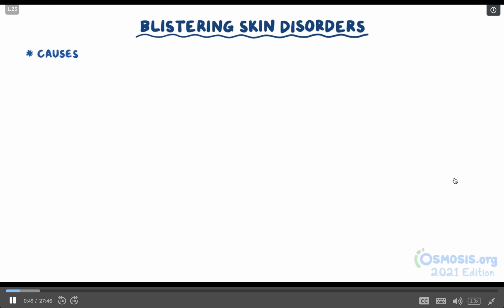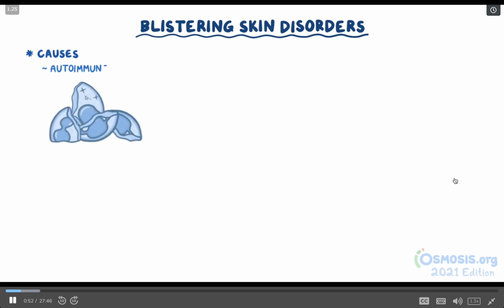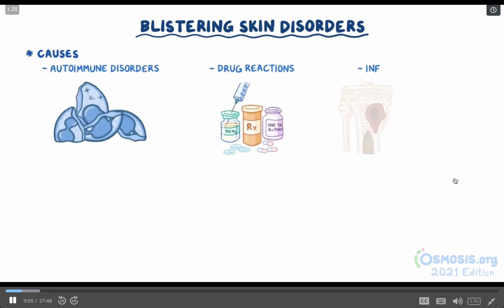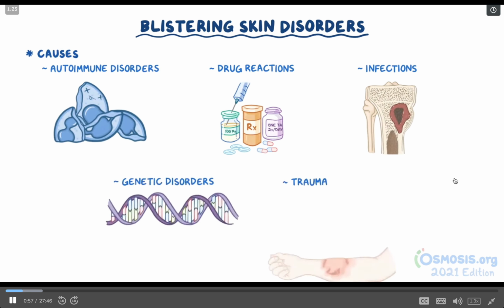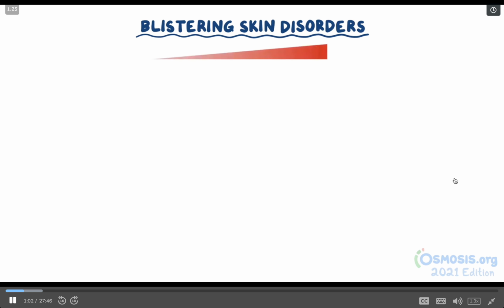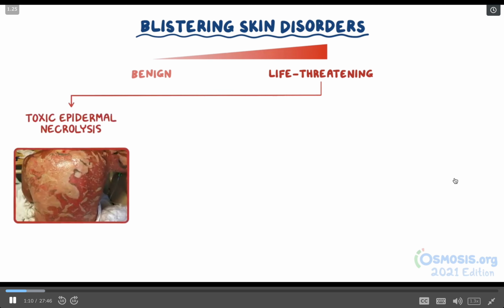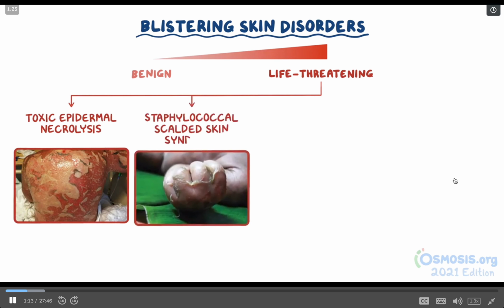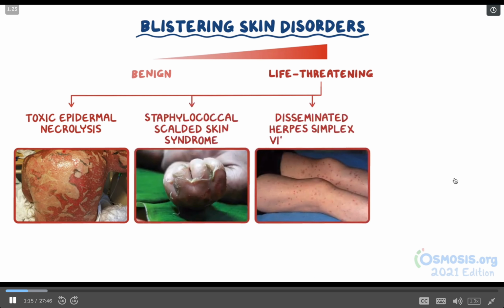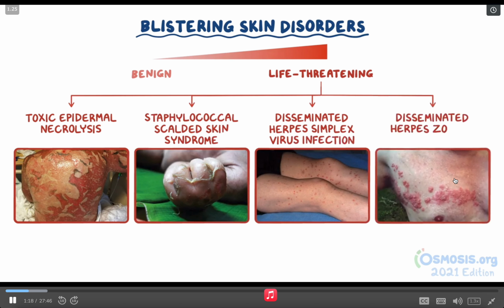There are various causes for blistering disorders, including autoimmune disorders, drug reactions, infections, genetic disorders, and traumatic injury. These conditions range from benign to life-threatening conditions. Life-threatening cutaneous blistering disorders include toxic epidermal necrolysis, staphylococcal scalded skin syndrome, disseminated herpes simplex virus infection, and disseminated herpes zoster.